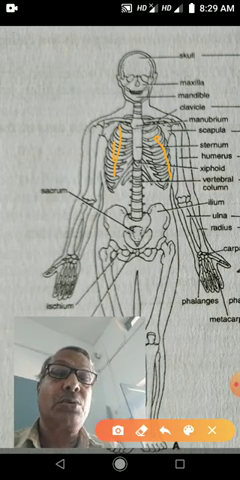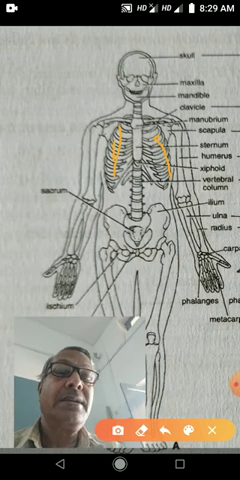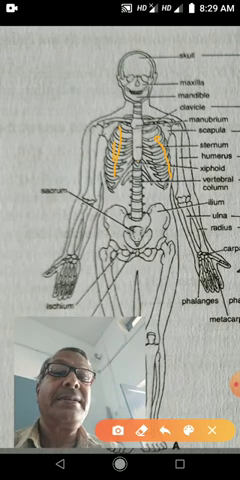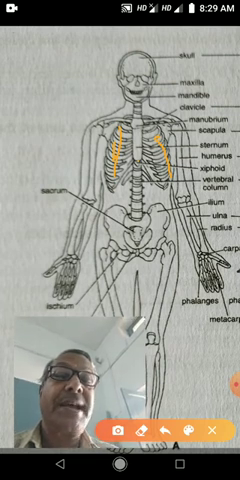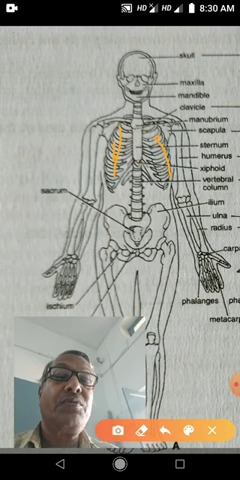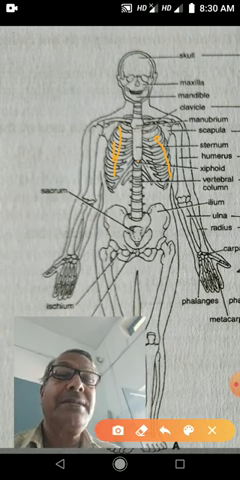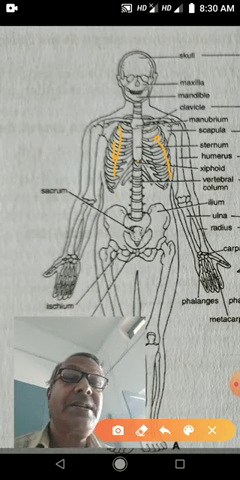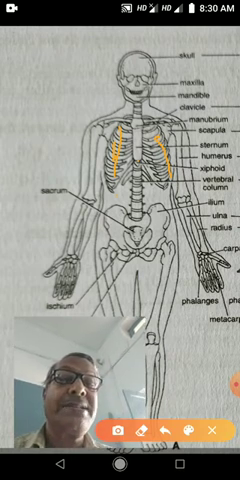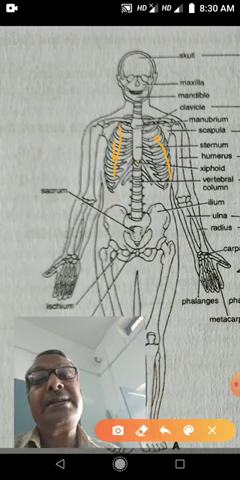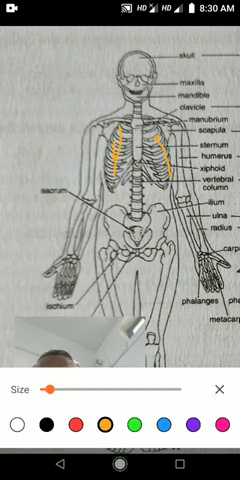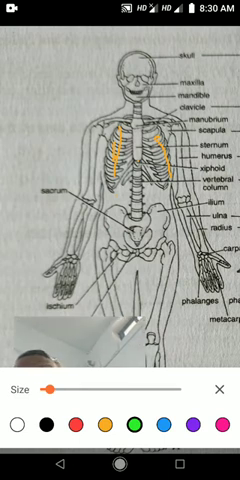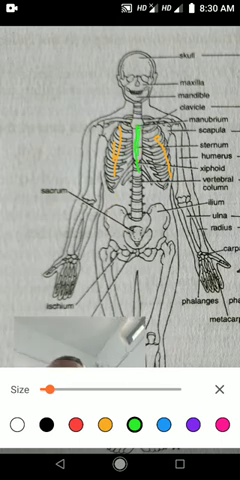True ribs are those ribs which are attached to the sternum. The ribs which are not attached to the sternum but fuse together and join to the 7th pair of ribs are known as false ribs. And the last 2, the 11th and 12th pairs of ribs, are not attached to anything, and are known as floating ribs. And in the center, one bone is present. This bone is called the sternum, also known as the breastbone.